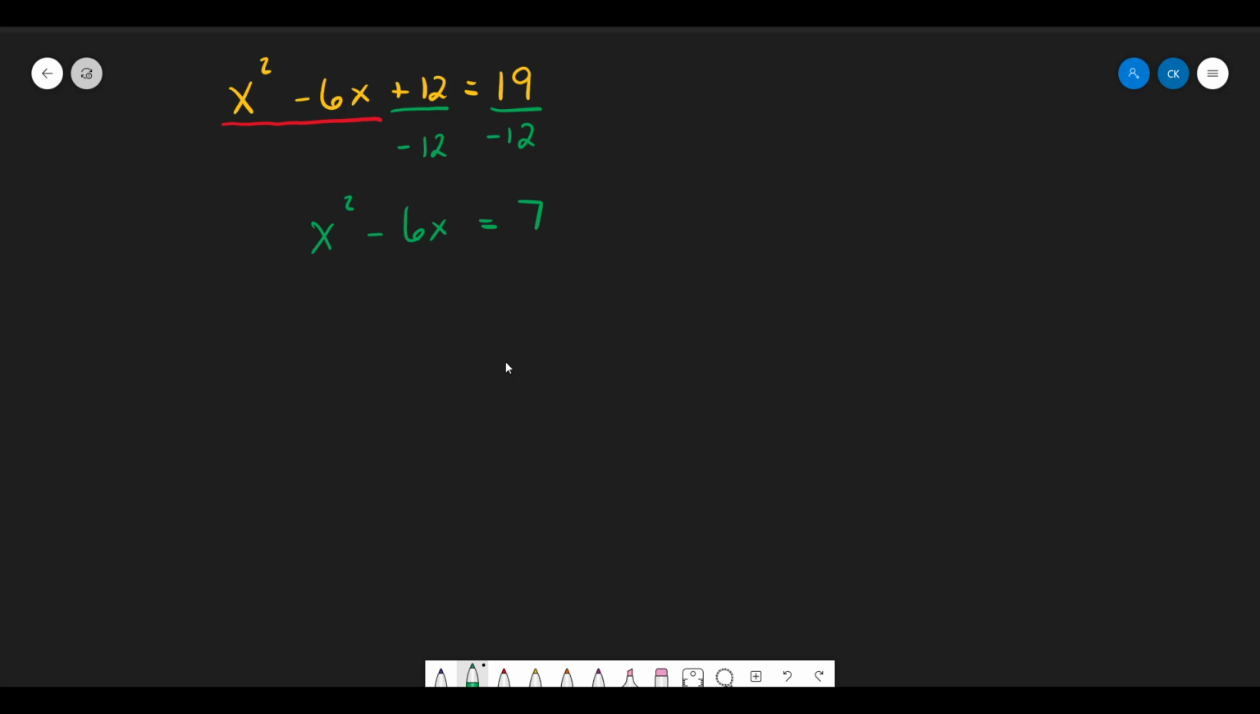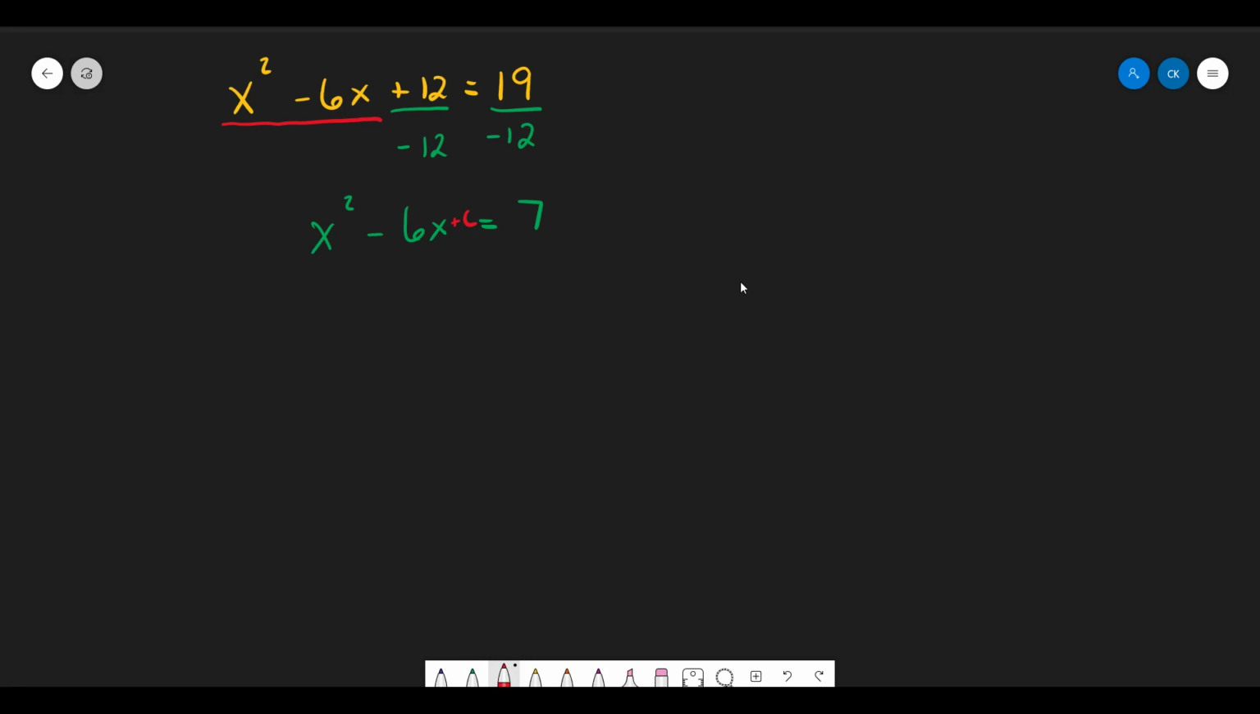And this is exactly what I want. I want the x squared and the x on one side, and I want the number on the other side. Because now I'm able to take the side with the variables and complete the square, doing exactly what I just did in the previous problems. Take a number here and figure out what number I could add on to this.